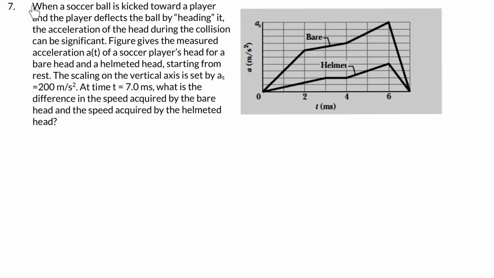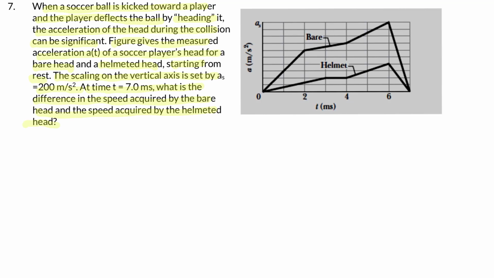Next question. When a soccer ball is kicked toward a player and the player deflects the ball by heading it, the acceleration of the head during the collision can be significant. The figure gives the measured acceleration of a soccer player's head for a bare and helmeted head starting from rest. The scaling on the vertical axis is this much. Time is equal to 7 millisecond. What is the difference in speed acquired by the bare head and the speed acquired by the helmeted head?